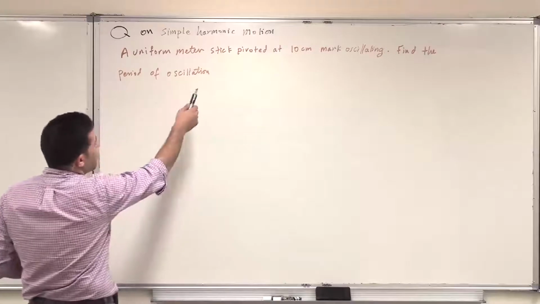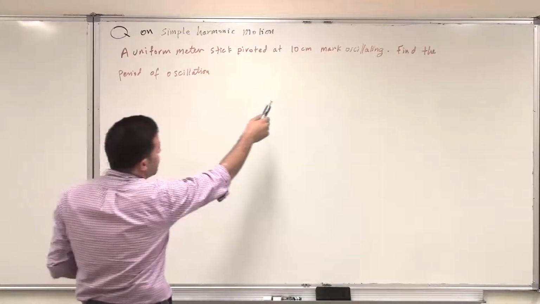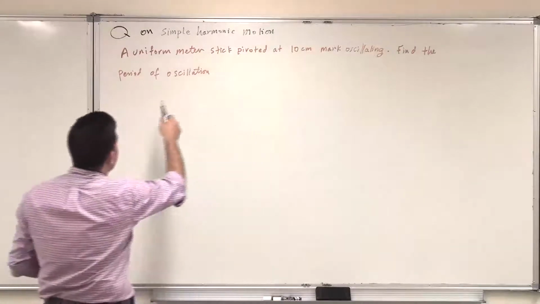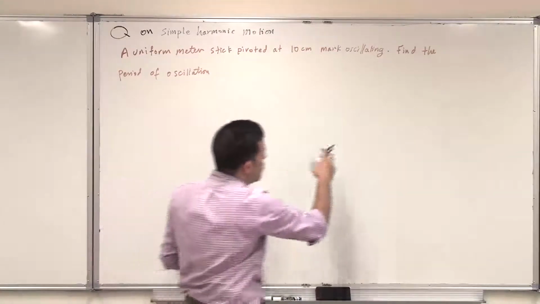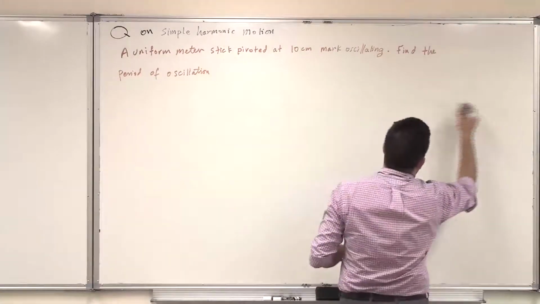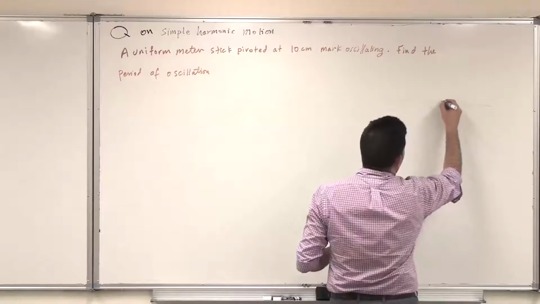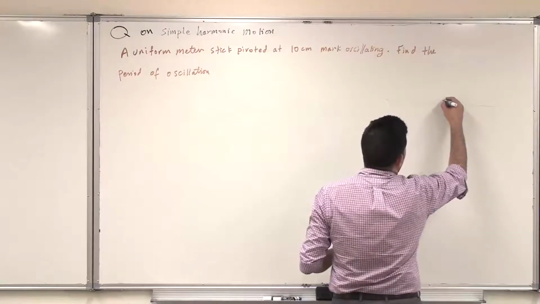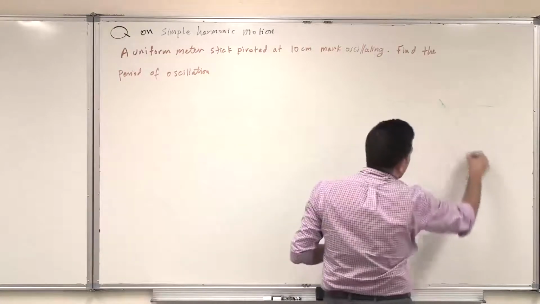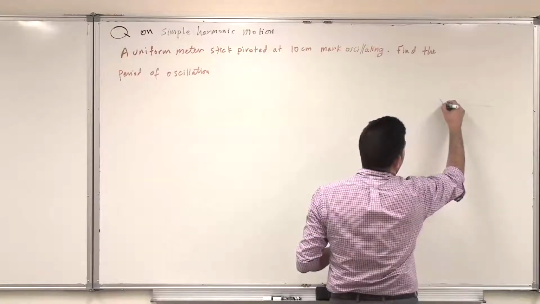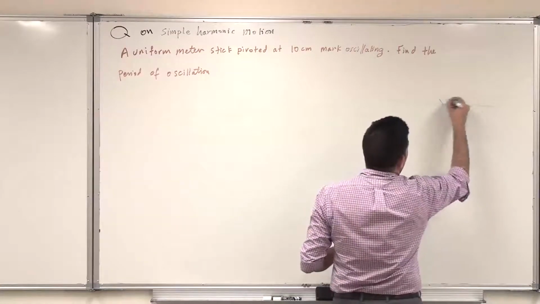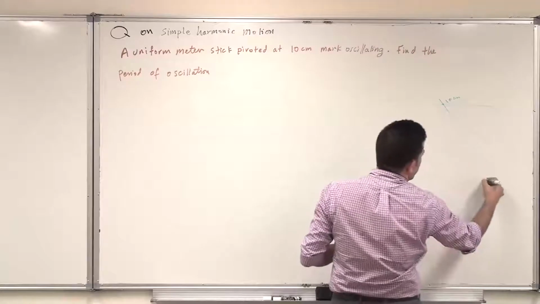This is a question on simple harmonic motion. A uniform meter stick pivoted at the 10 centimeter mark is oscillating. Find the period of oscillation. So basically we have a pivot point and we have a meter stick, and this meter stick is pivoted at the mark of 10 centimeter. Of course, this is marked until 100 centimeter.